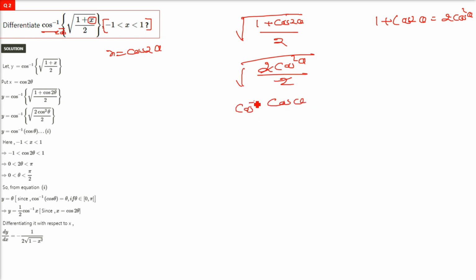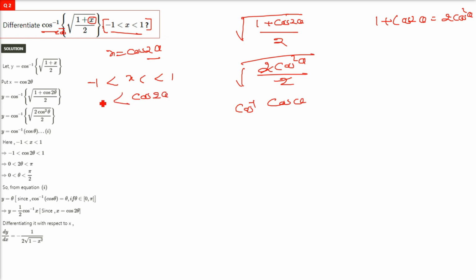Outside you have cos inverse. Now you can just cancel it out. Theta will be there. You can take the value of theta from here in terms of x and you can differentiate now. Alright? It's very simple. But directly you cannot do that. First, you have to tell whatever you have assumed, is it lying between negative 1 and 1 or not?